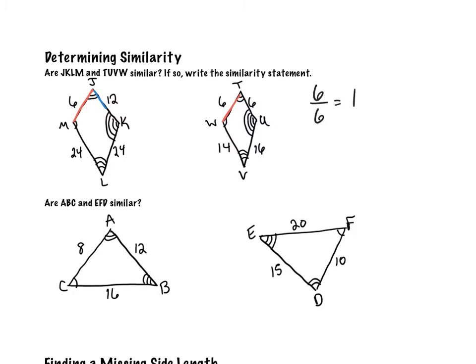So JK is 12. What side's going to correspond to JK? TU. So you have 12 over 6, which is 2. So right there, I can say they're not similar, because the sides are not proportional. I don't even need to check the other two because I've already found one that is not the same, so I can stop right there.